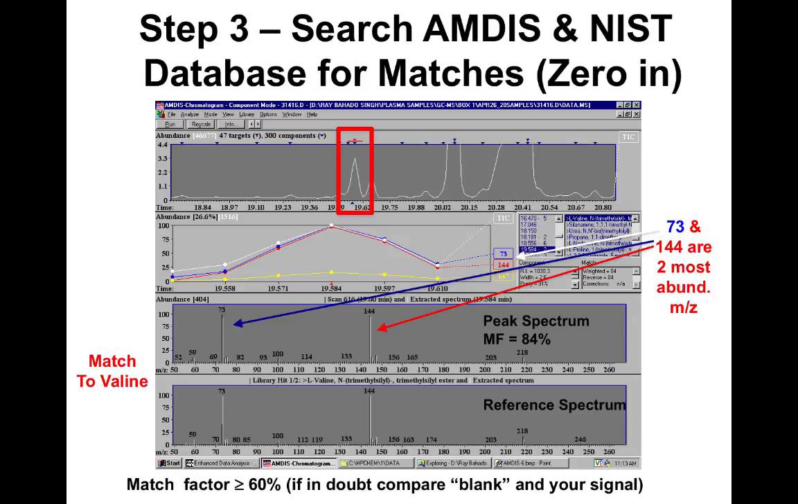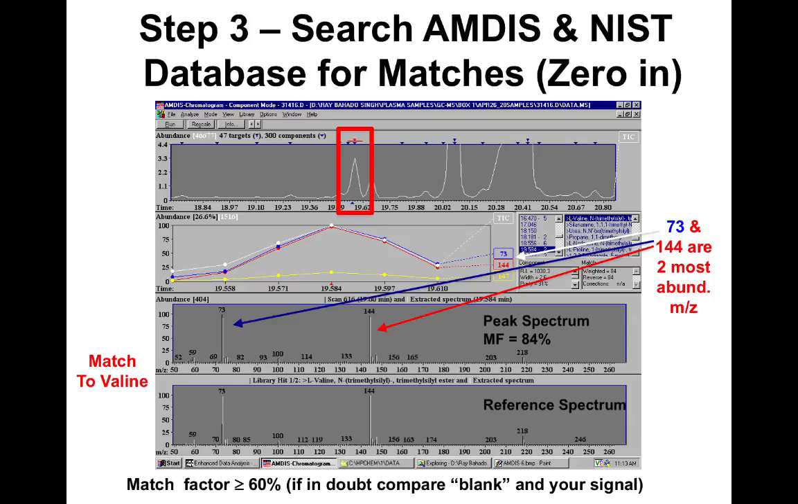Clicking on those peaks, one has a mass of 73 Daltons, another has a mass of 144. Turns out they are both on the same spectrum, roughly the same intensity. And then I can compare it, or AMDIS will compare it to its library, and it finds it's almost an exact match, an 84%, or 840 match factor, to valine.